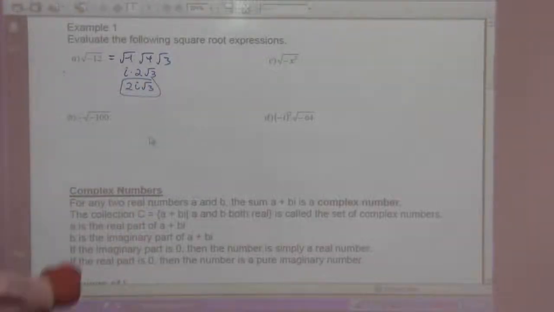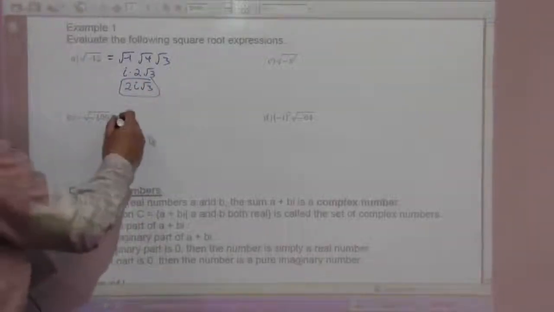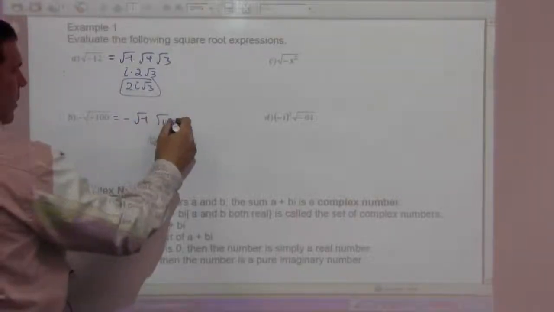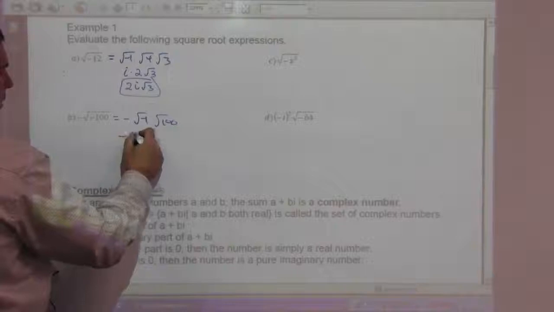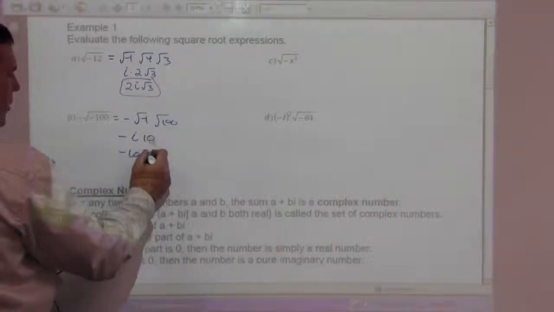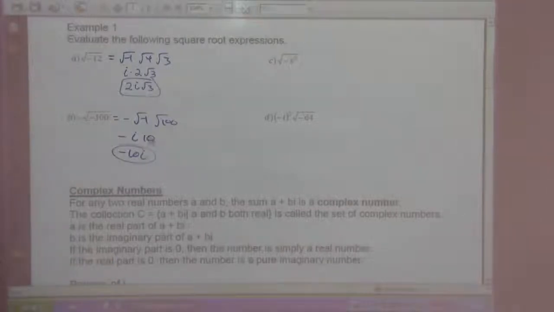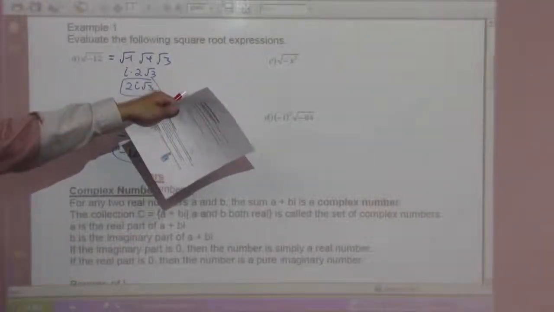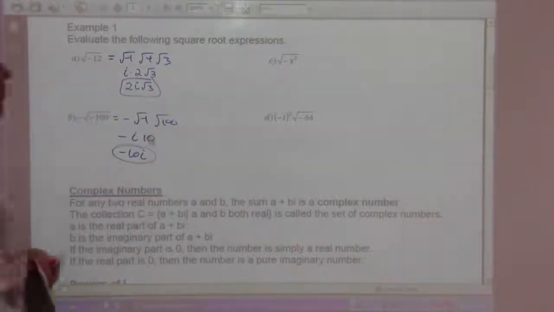For b, we have the negative of the square root of negative 100, that's the negative of the square root of negative 1 times the square root of 100. That's the negative of i times 10, or negative 10i. We usually write the i last, or before a radical. We don't usually put the i after the radical because it may look like it's under the radical.